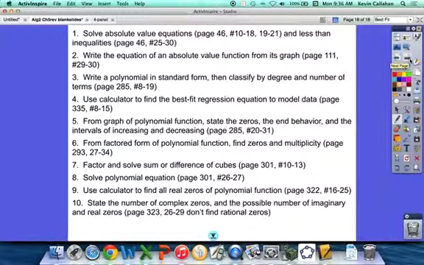Now, if you want to know more precisely what's going to be on the test, this is the same group of problems that says exactly what you're doing. Solve absolute value equations. That's at page 46, 10 through 18, 19 through 21. The first group is the variables only inside the absolute value. The next one is variables inside and out, so check for extraneous solutions. Solve the less than inequalities. That would be these problems. So these are more like the directions you're going to find on each problem. So you want to make sure you're getting that out of the study guide.